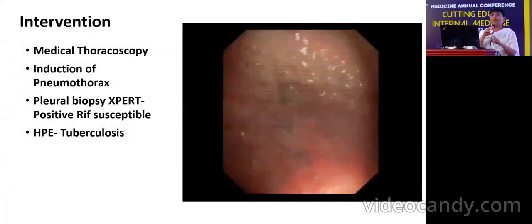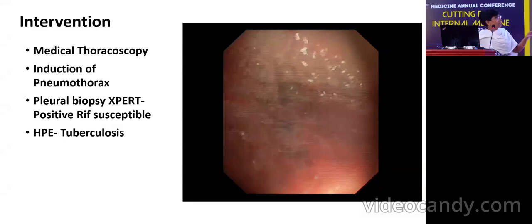So I understand that pleuroscopy or medical thoracoscopy is done, and all of us know it is done for undiagnosed exudative pleural effusion. But if you have very minimal effusion, or no effusion, but pleural thickening only, or pleural based nodules are there, thoracoscopy can still be done by inducing a pneumothorax.